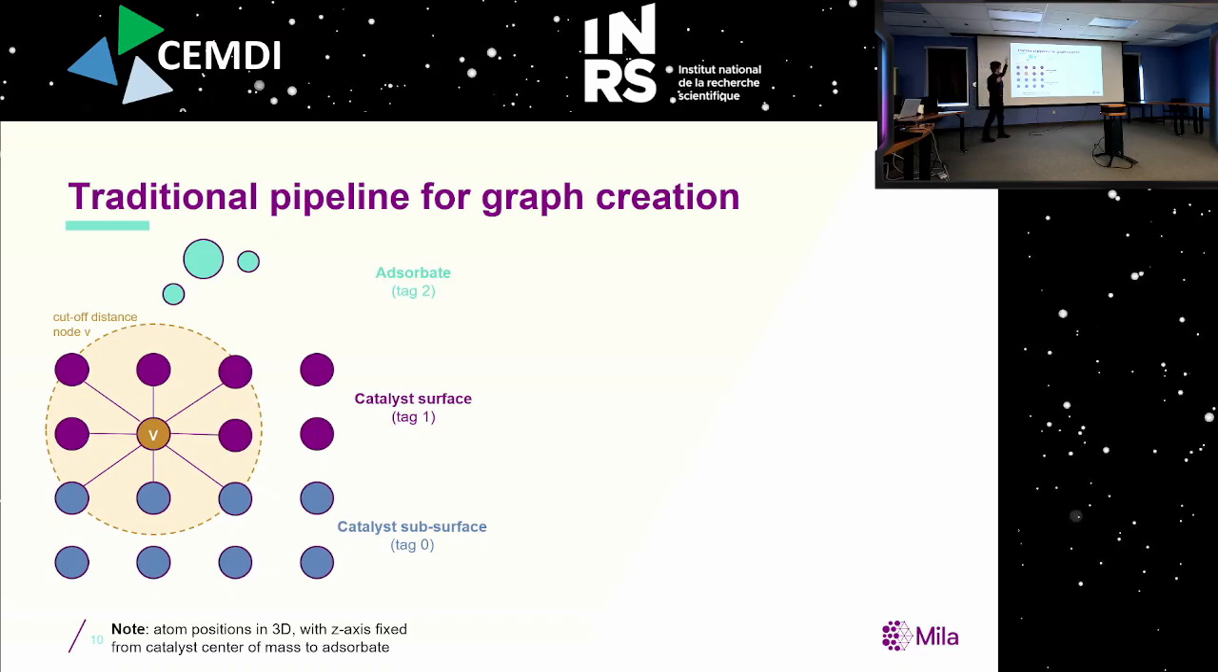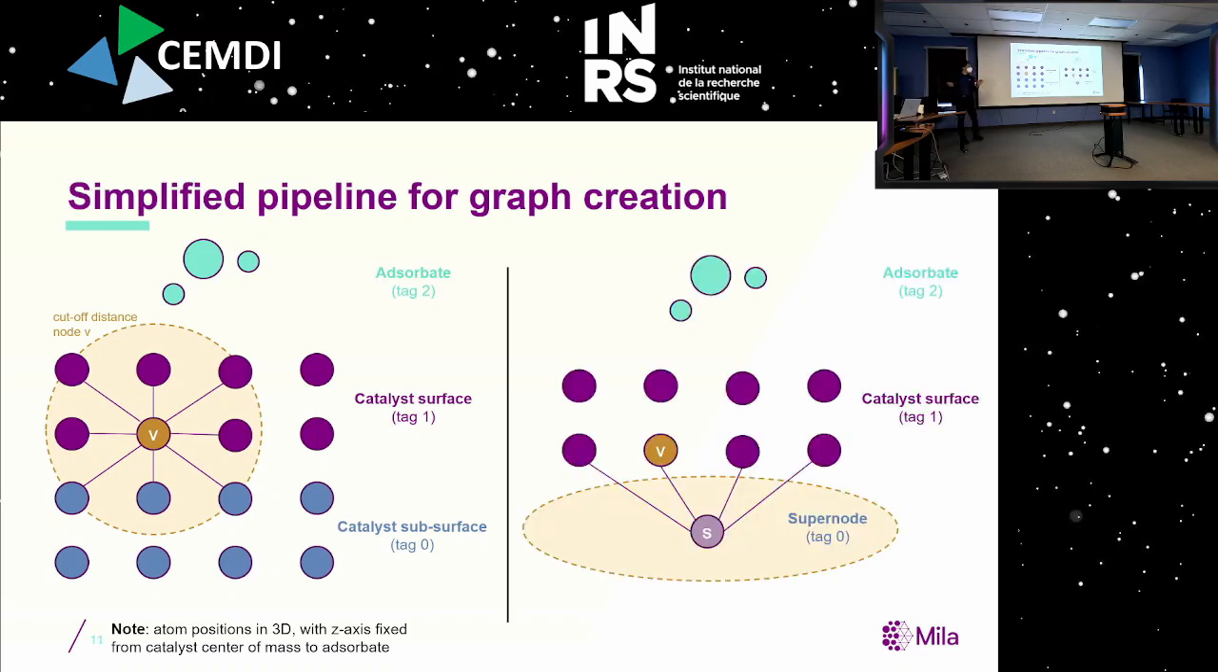Confusing myself. So there are three tags. These represent the three different categories of atoms. There is the adsorbate, there is the catalyst surface, and then there's sort of deep inside the catalyst subsurface. Tag 0, tag 1, and tag 2. And this is how we're provided this stuff in the data set. And our first insight is we can forget about the subsurface, basically.